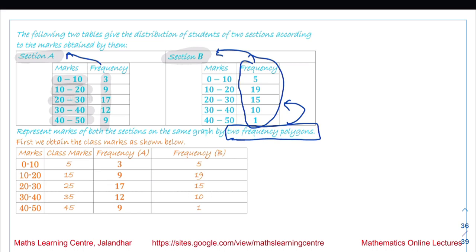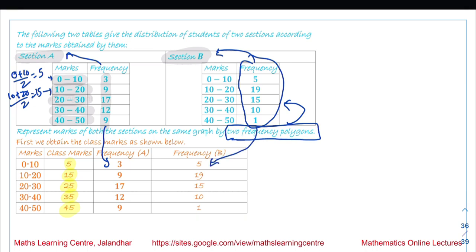So when we are talking about the class marks, we have the intervals 0 to 10. So the class mark will be 0 plus 10 by 2, so that will be 5. Next it is 10 to 20, so the class mark is 10 plus 20 by 2, which is equal to 15. So the class marks we have obtained are 5, 15, 25, 35 and 45. The frequencies we have are corresponding to section A, and these are the frequencies corresponding to section B.